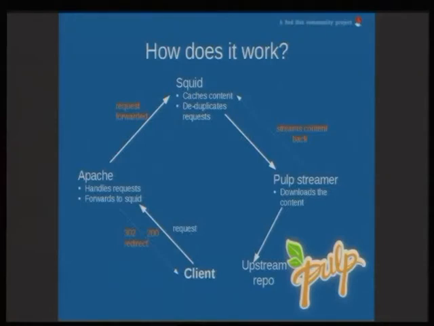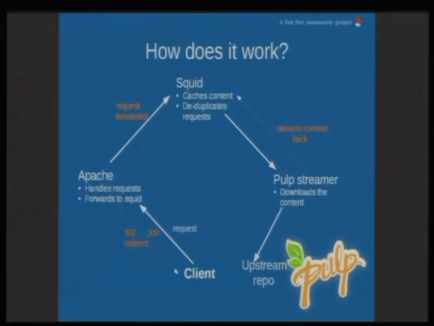Let me explain how it works. So let's say we have the YUM client, and it talks to Pulp. And it says, hey, Pulp, I want the Vim package. And it makes a request to the Apache. What does Apache do? Apache handles the request, and it looks into its file system. Do I have this package? In case I do have this package, I serve it directly, and I respond to the client.